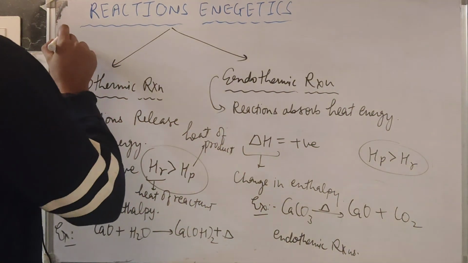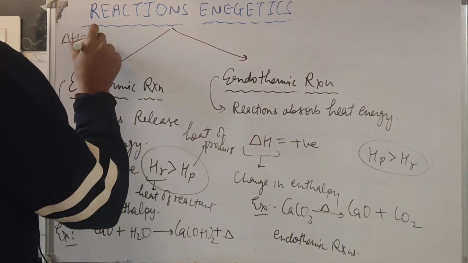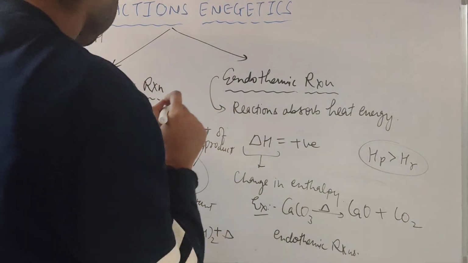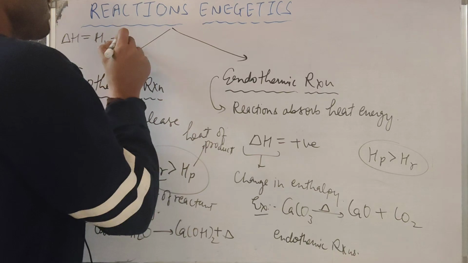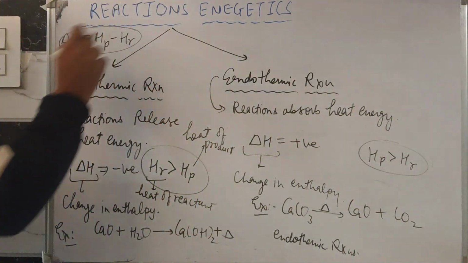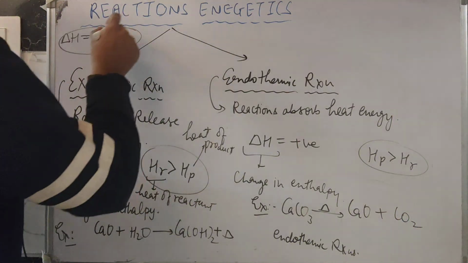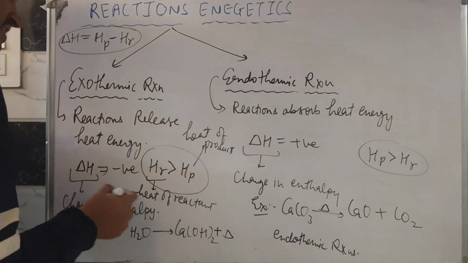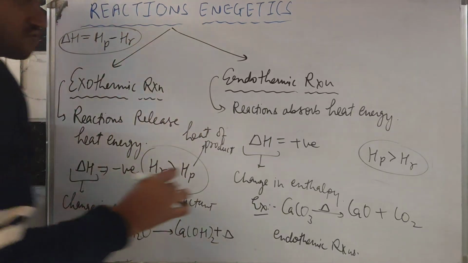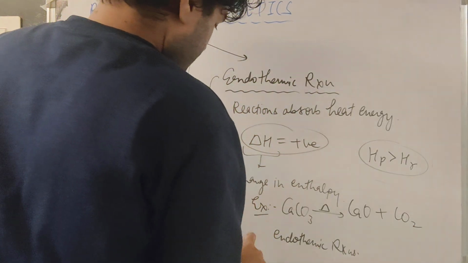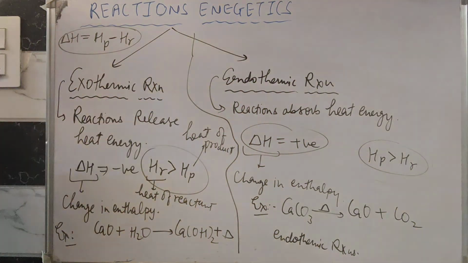So the basic formula is delta H is equal to HP minus HR. That is the basic formula, meaning heat enthalpy of product minus heat enthalpy of reactant. If the heat enthalpy of reactant is greater, the sign is negative, so it will be a negative change. Otherwise it will be a positive change. So these are the basic things you have to understand about exothermic and endothermic reactions.